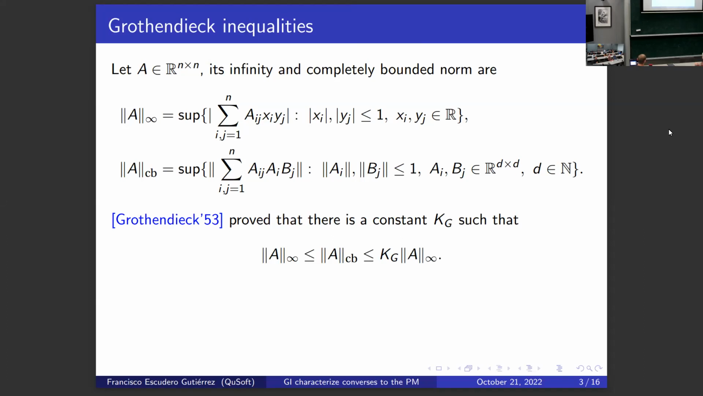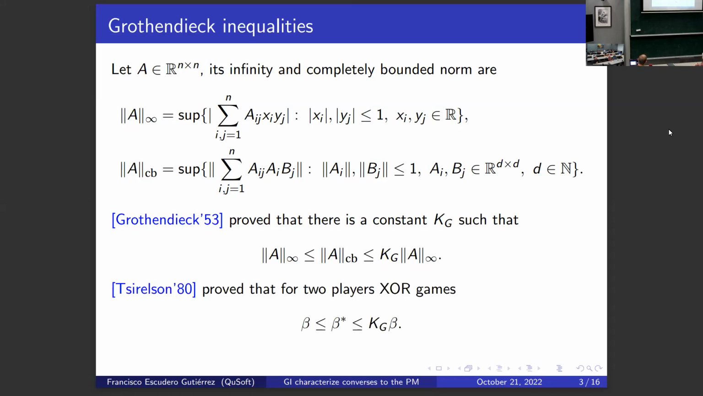But just to say, as an application of this Grothendieck inequality, there are many in mathematics, but there is also a very famous one in quantum information theory, which is the Tsirelson bound. In the 80s, Tsirelson showed that if you get an XOR game of 2 players, you can define a matrix such that the infinity norm of that matrix is the classical bias, and the completely bounded norm of that matrix is the quantum bias.